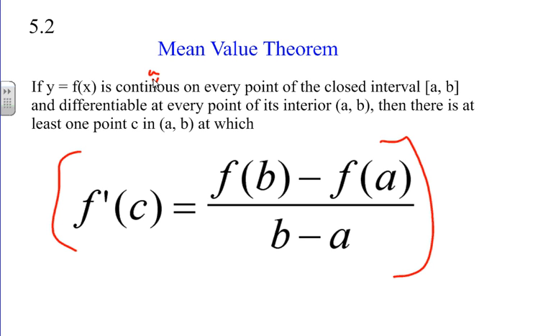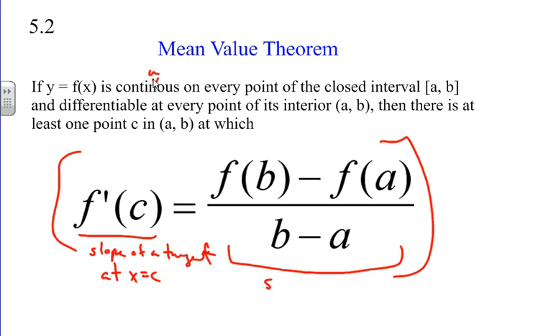Now we know that f prime of C stands for the slope of a tangent at x equaling C. This right here is going to be the slope of a secant line passing through the points x equals A and x equaling B. So what we're basically saying is that we're trying to find where the slope of a tangent line equals the slope of the secant line on a given interval from A to B.